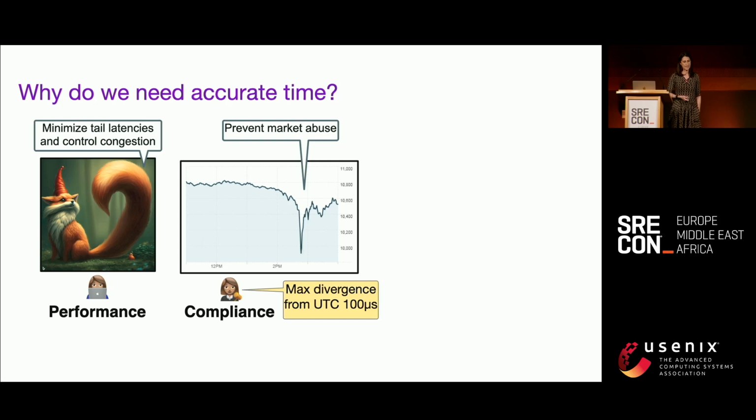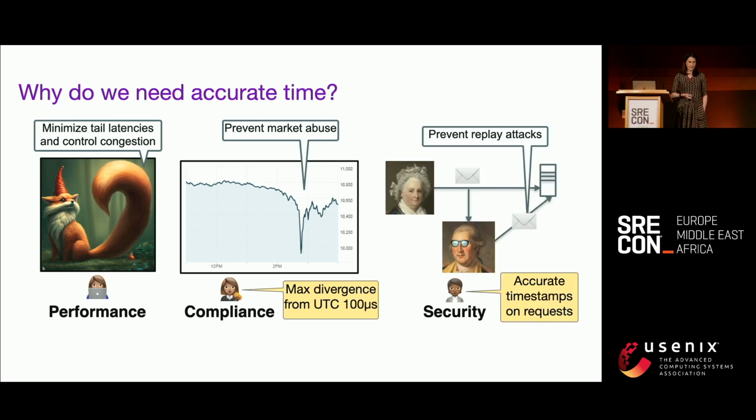Compliance teams, they need an accurate timeline of transactions so that they can prevent market abuse during times of flash crashes. And security teams need accurate timestamps on requests so that they can prevent things like replay attacks.